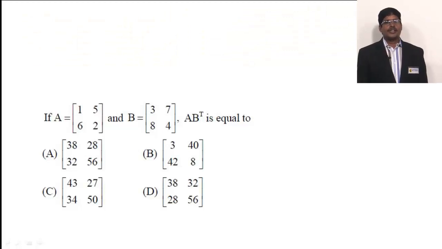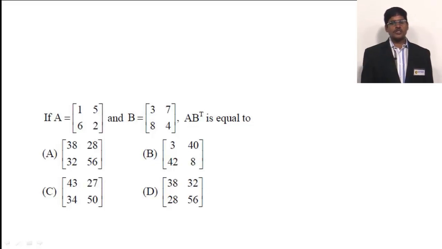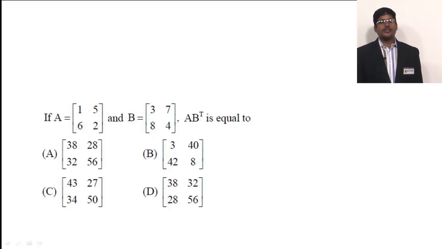The question is, if A is equal to 2 by 2 matrix 1 5 6 2 and B is equal to 2 by 2 matrix 3 7 8 4, then A into B transpose is equal to 4 options ABCD provided. This question is from engineering mathematics. Topic is linear algebra. Subtopic is basics of matrices, which is 2007 GATE question, 2 marks.